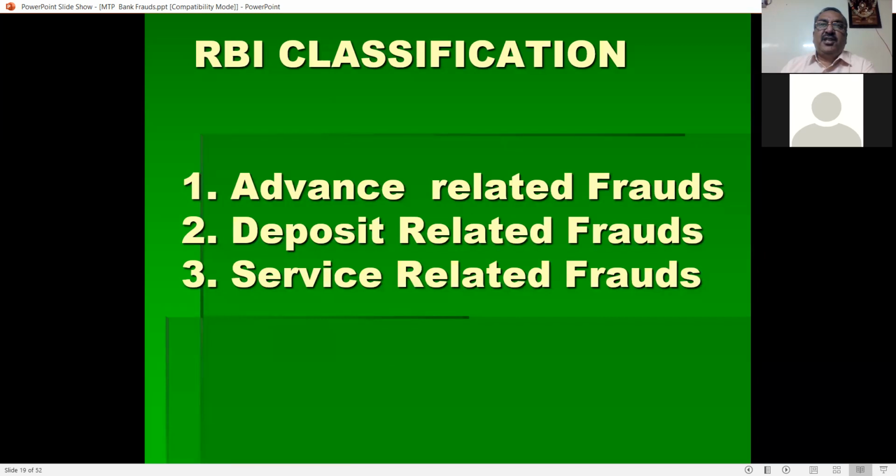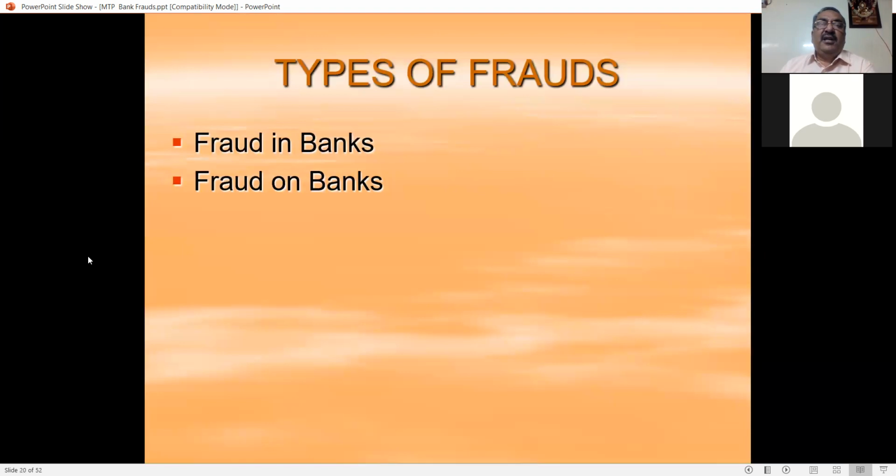What is the RBI classification with reference to fraud? They classified fraud into categories: advance related fraud, deposit related fraud, service related fraud. And what are the types of fraud? Fraud in banks and fraud on banks.